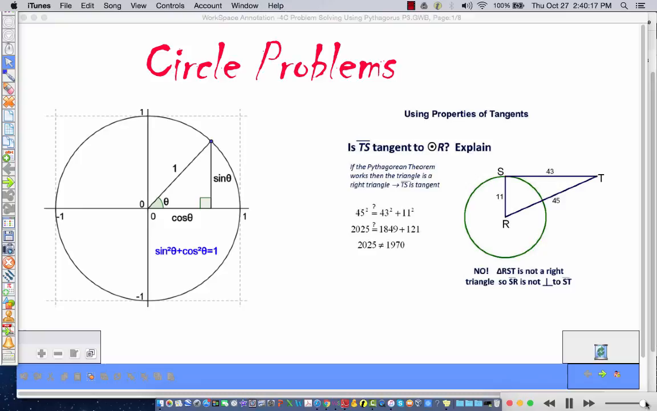We are back and better than ever, and today we are talking about circle problems that have to do with the Pythagorean theorem. Let's get to it, shall we? All right, I think this is going to be pretty short, just one example.